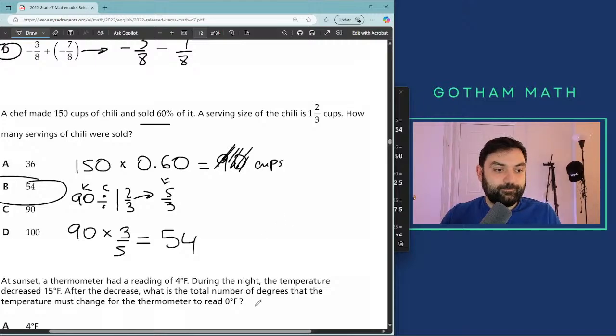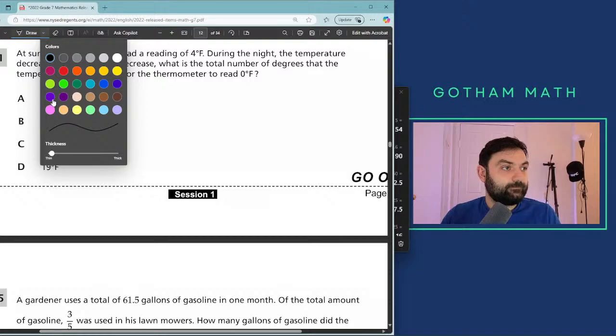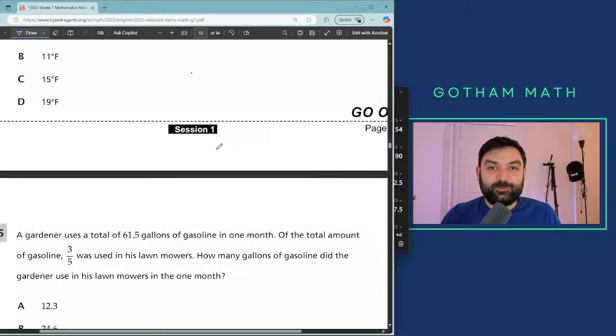Moving on. Number 21. No, we're not doing 21. What are we doing? 25. We're skipping, and we're going to number 25.